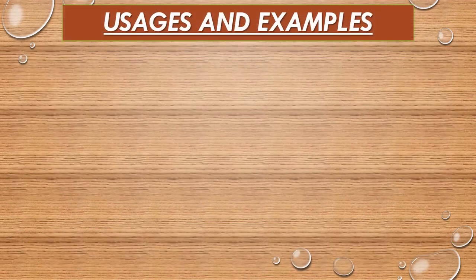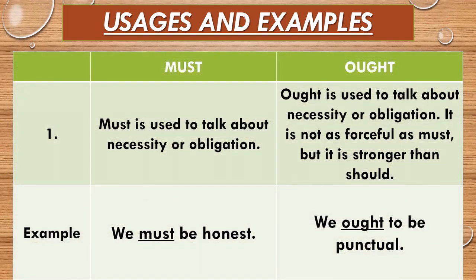Let's see the different usages of must and ought with examples. Number 1. Must is used to talk about necessity or obligation. For example, we must be honest, while ought is used to talk about necessity or obligation. It is not as forceful as must, but it is stronger than should. For example, we ought to be punctual.